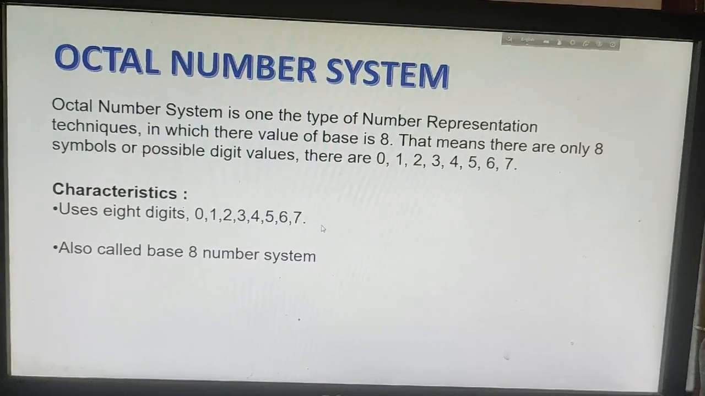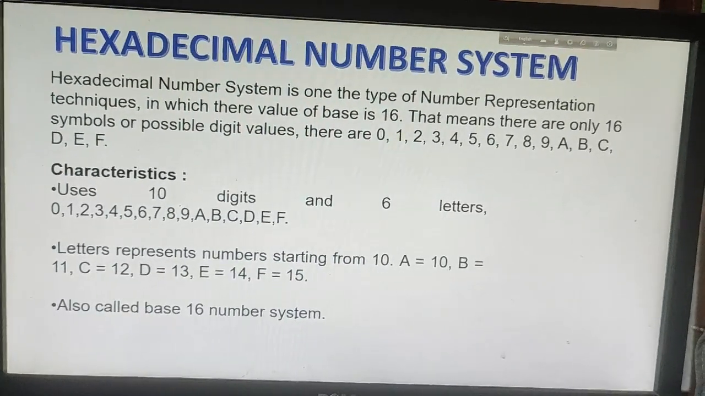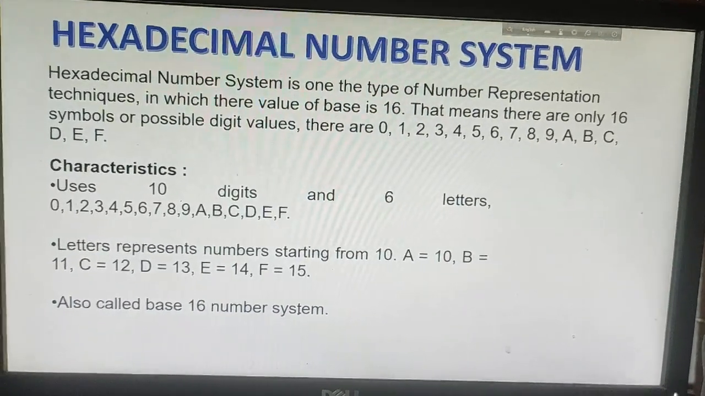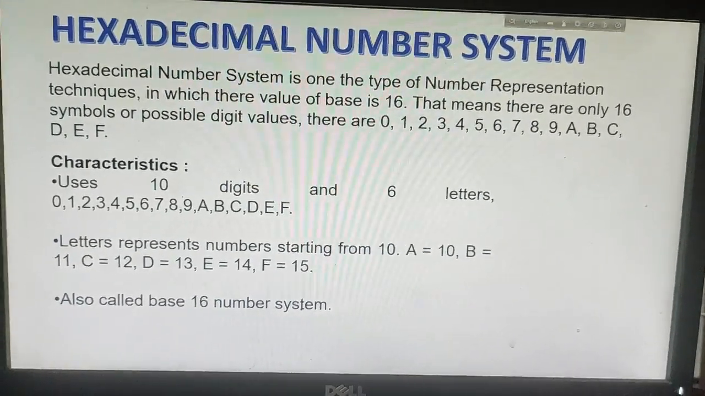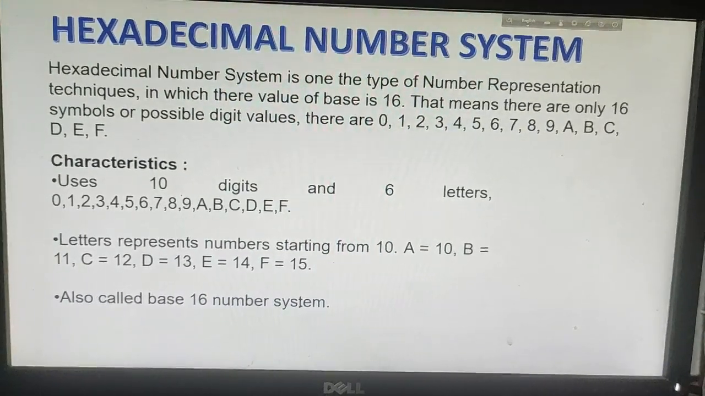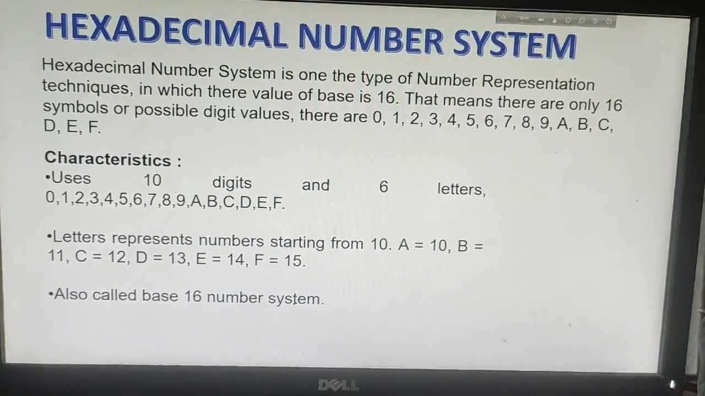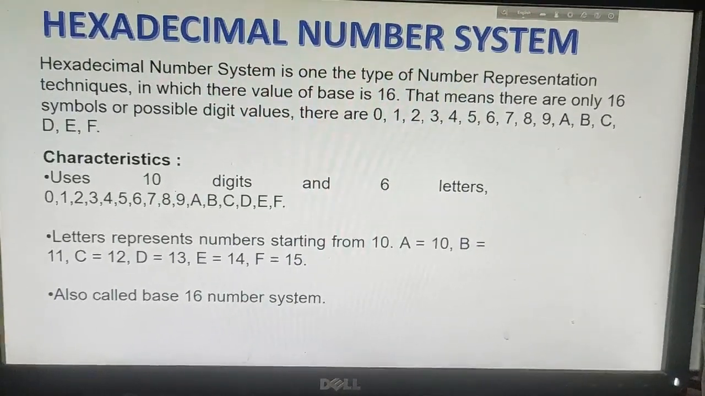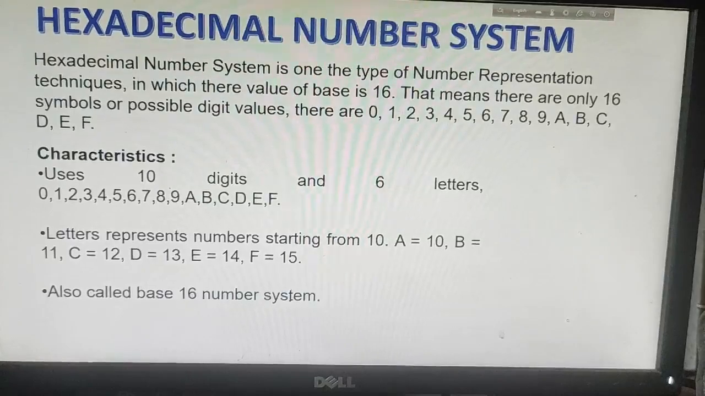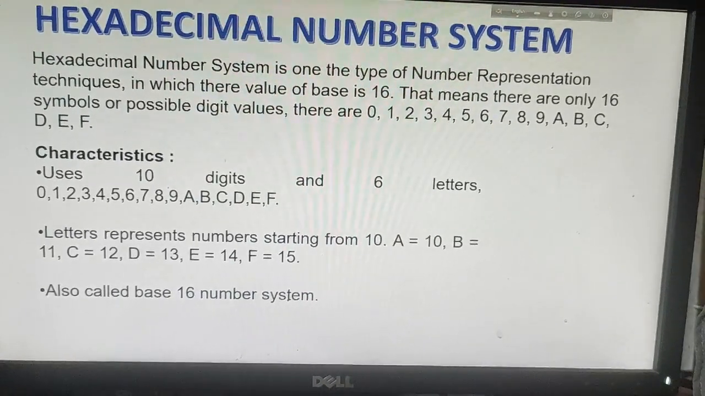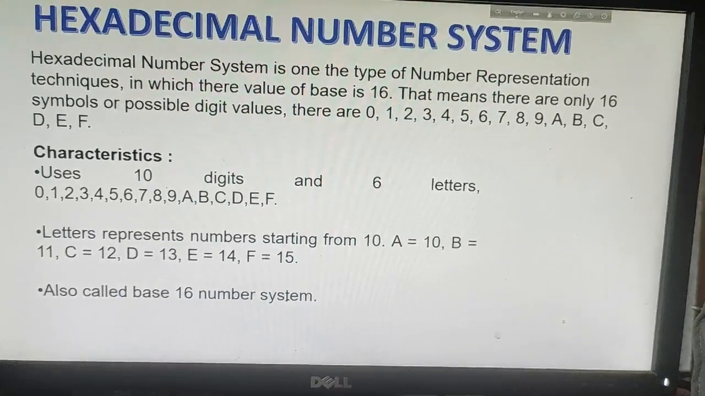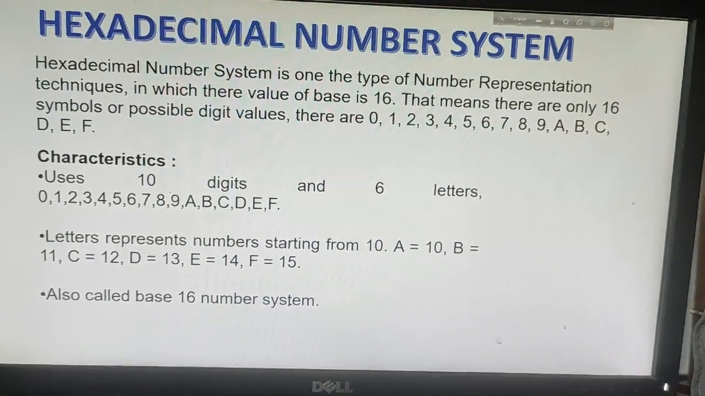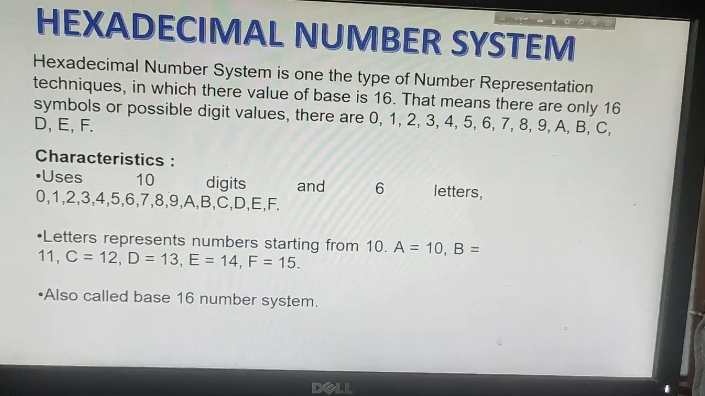Moving on to the next slide. Hexadecimal number system. So what is this hexadecimal number system? Here the base is 16. The hexadecimal number system is one type of number representation technique in which the value of the base is 16. So there are 16 possible digits, symbols or values, that is from 0 to 9, then A, B, C, D, E and F.